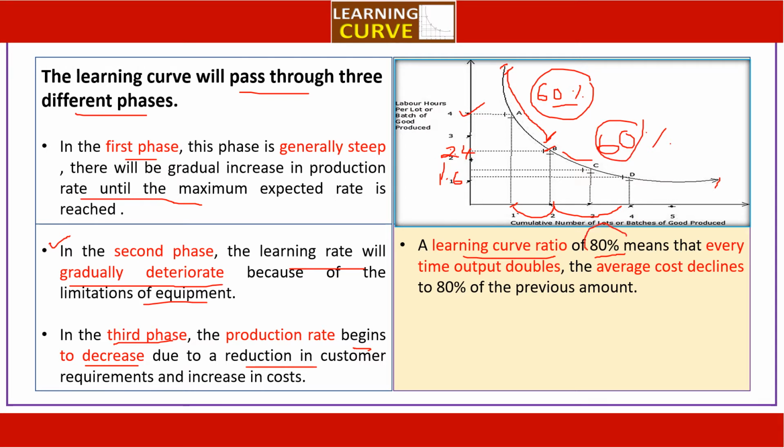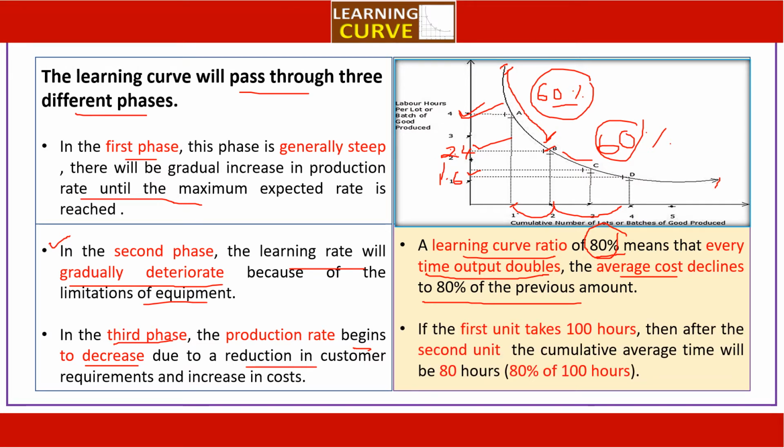It may also be indicated as 80% depending on the steepness of the curve, and 80% means every time output doubles, the average cost declines to 80% of the previous amount. It means every time here it declines to 60% of 2.4, and when it is doubled further, it comes to 1.6. So every time output doubles, the average cost declines to 80% of the previous amount. This is a thumb rule, and that is how we interpret a learning curve.